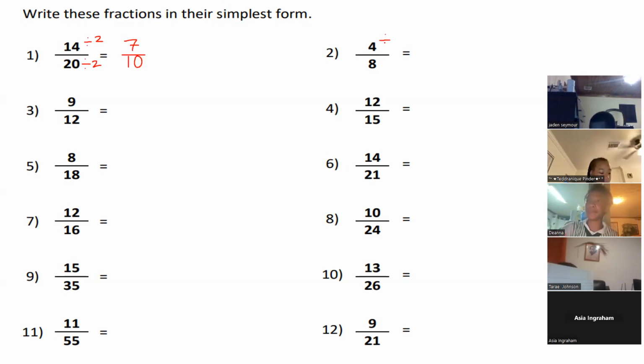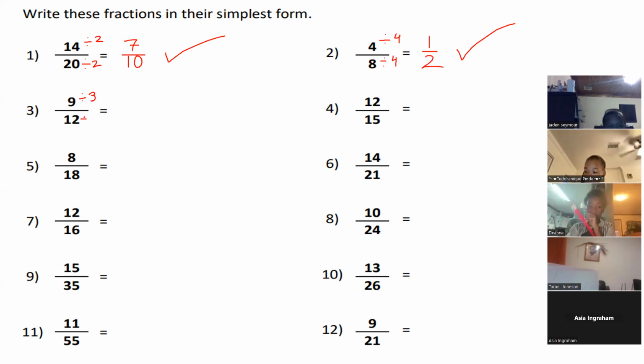4. 4 divided by 4 is 1. 1. 8 divided by 4 is 2. 2. How many persons got number 1 and number 2 right? Me. I got it right. Very good. Deanna got it right. Very good, Deanna. 9 and 12, what numbers can go into both 9 and 12? 3. 3 divided into 12, oh yeah, 3. 9 divided by 3 is what?